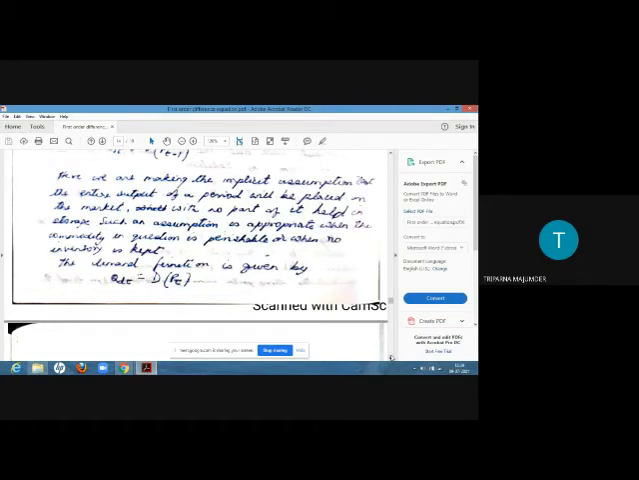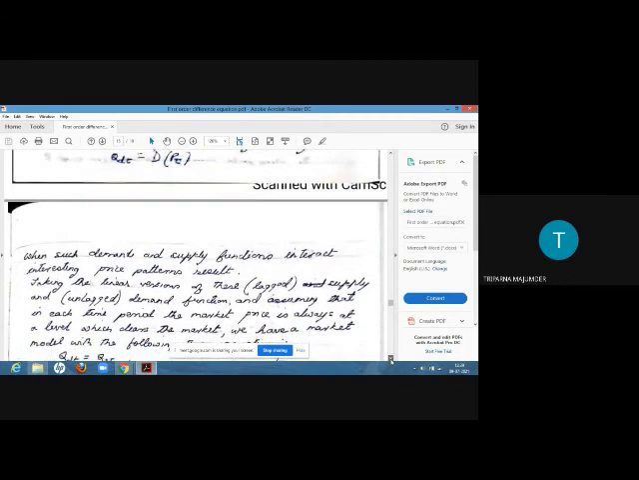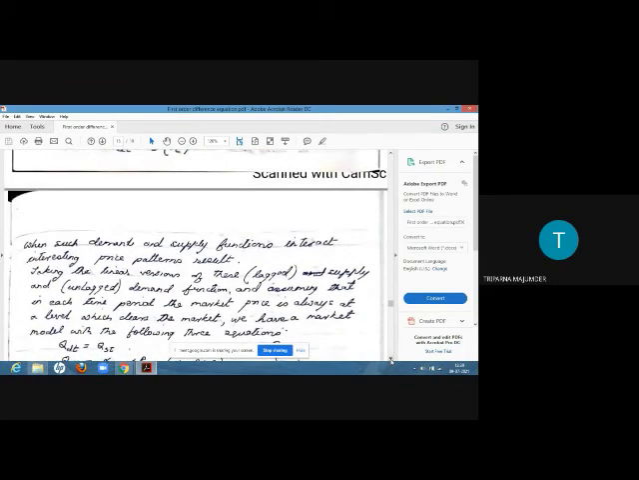Now, the demand curve is given by QD_t is equal to a function of P_t. When such demand and supply functions intersect, interesting price patterns result. That is, cobwebs result. We will try to understand how these cobwebs arise.